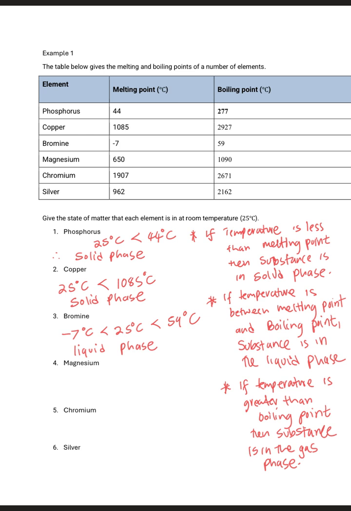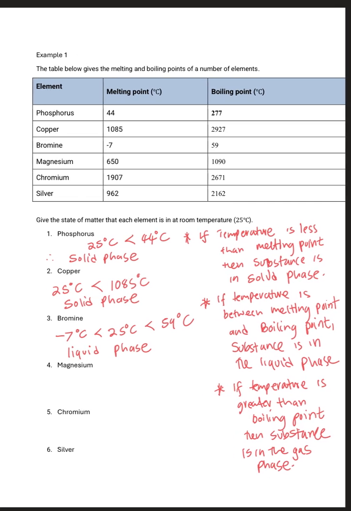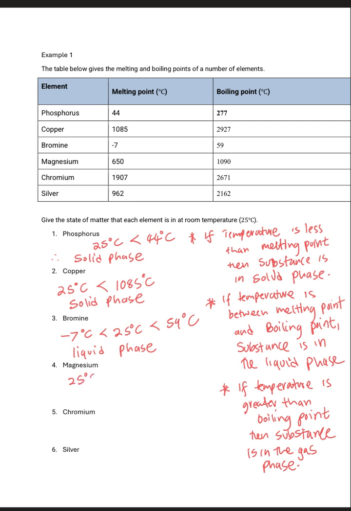And then next one is magnesium. What is the melting point of magnesium? We can see there that magnesium is 650. So 25 degrees Celsius is less than 650 degrees Celsius. So magnesium is in the solid phase. Magnesium exists as a solid at room temperature.